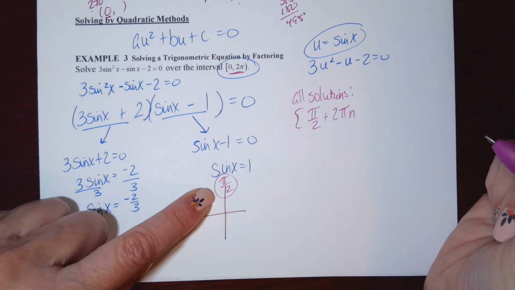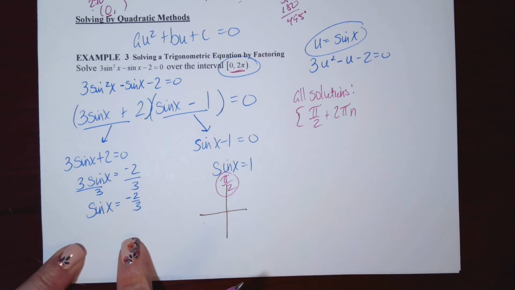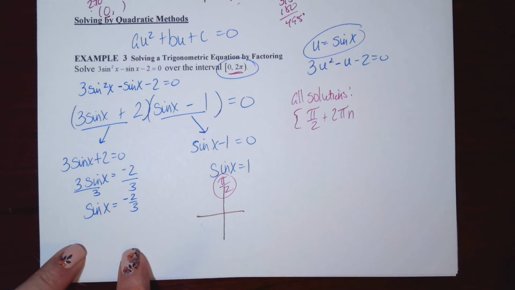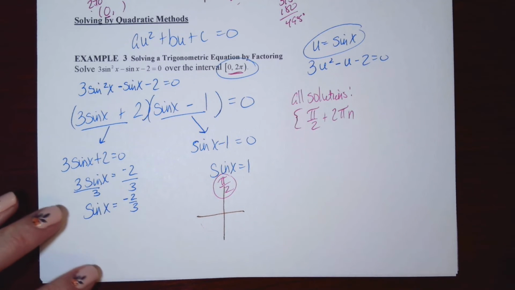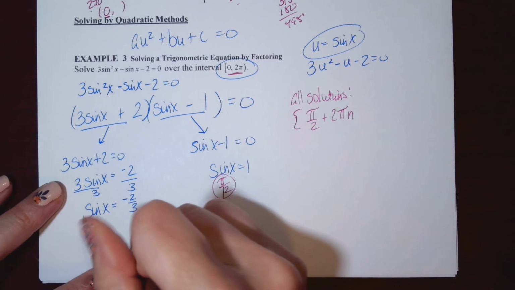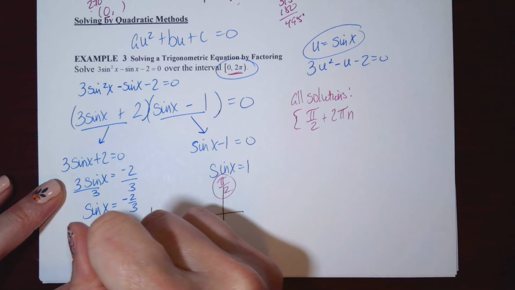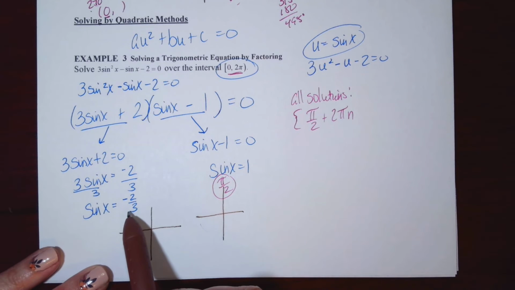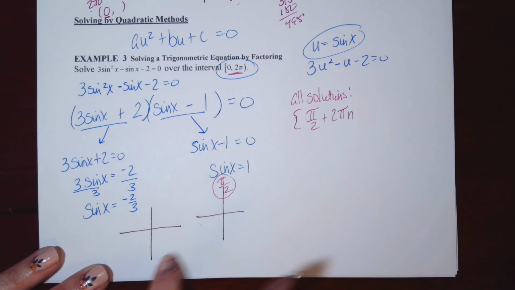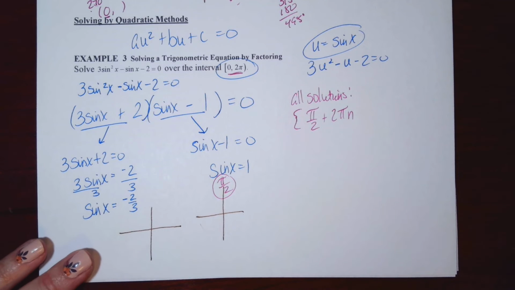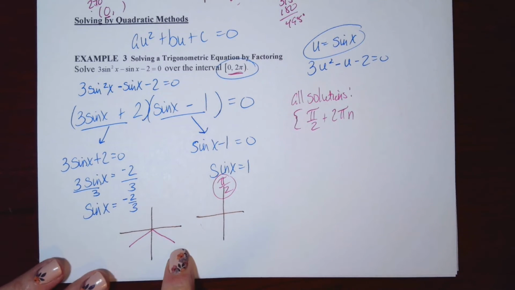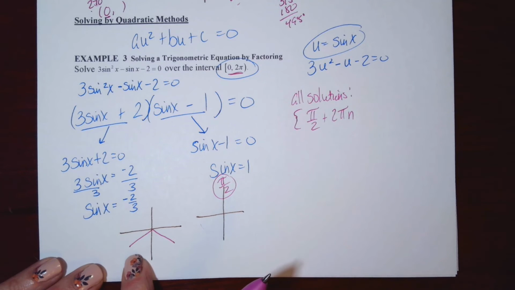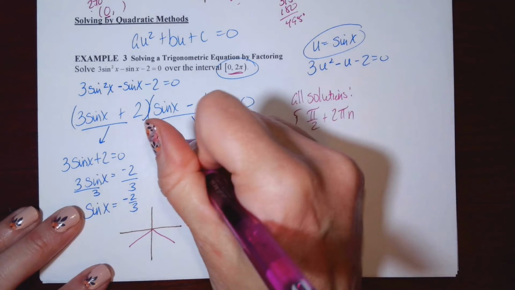All right, now let's go look at this one. And we have to do a little bit more work with this one because this negative 2/3 is not a special angle. That means I'm going to have to pull out my calculator. Well, sine is negative in quadrants 3 and 4. So I've got an angle here and an angle here, one in quadrant 4, one in quadrant 3, that gives me this negative sine function value.